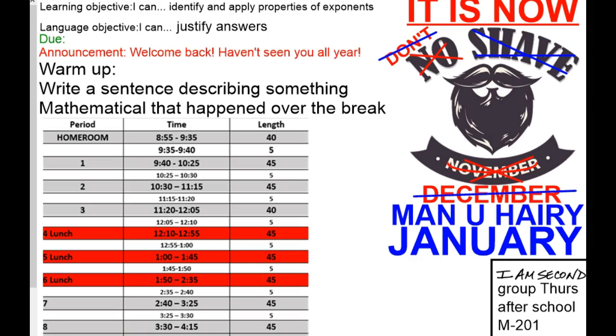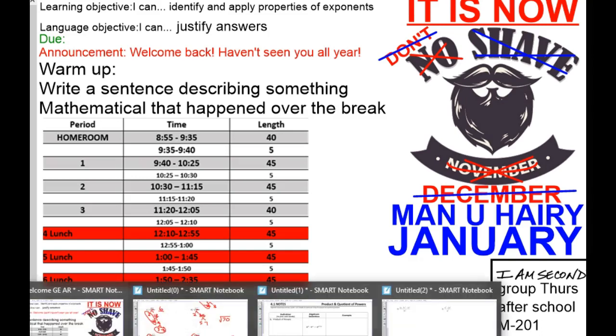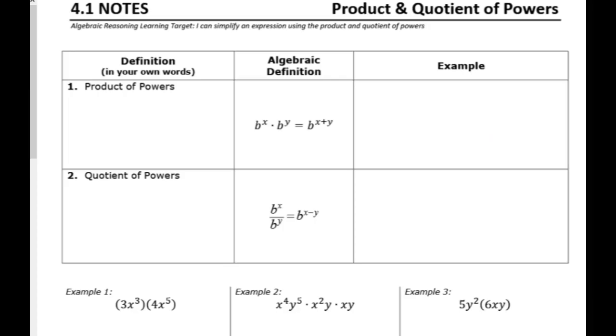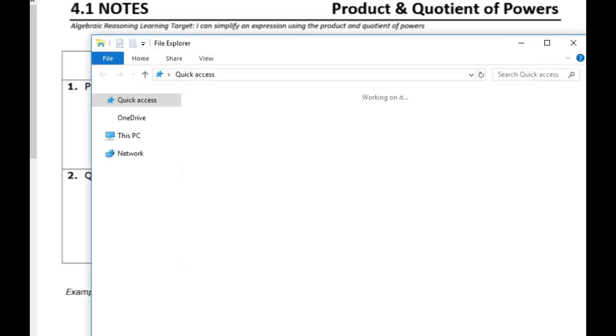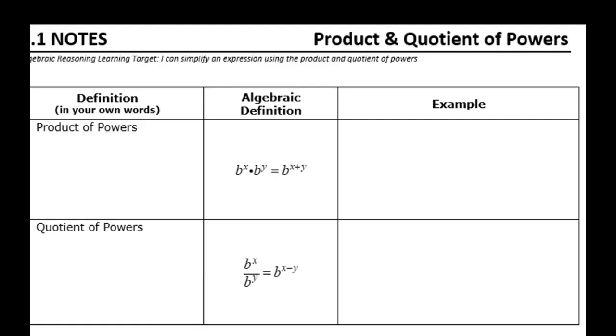Identify and apply properties of exponents. So let's do these notes. All right, so for number one, product of powers, what you do is when you're multiplying, you multiply the coefficients, but you add the powers, add the exponents. So here's an example.